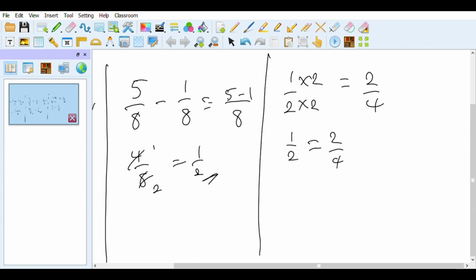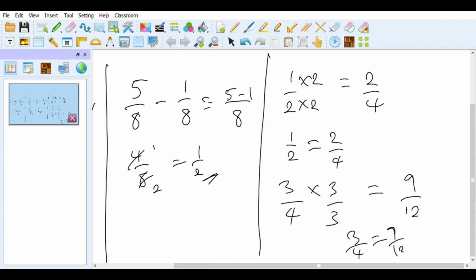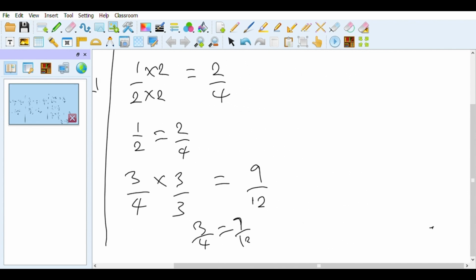If I have 3 over 4 and I multiply the top and bottom by the same number, 3, then 3 times 3 gives me 9, and 4 times 3 gives me 12. So 3 over 4 is the same thing as 9 over 12. Anytime we multiply or divide a fraction's numerator and denominator by the same number, the fraction we get is equivalent to the other fraction. So we can use this idea.